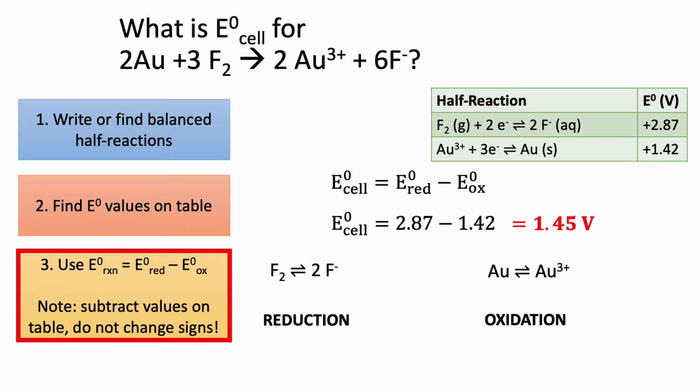And again, people might ask, why don't we make that 1.42 a negative 1.42? Well, remember that our equation is already subtracting our E naught for the reduction minus the E naught of the oxidation. That's where the minus comes in.